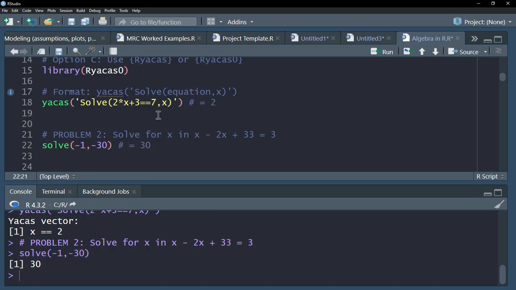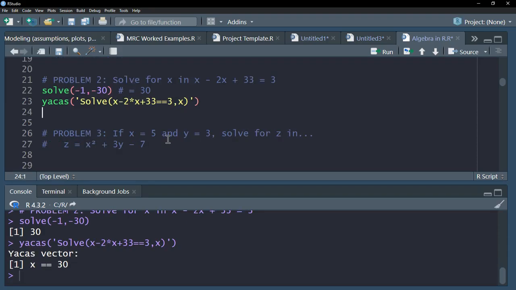But just because there's kind of a lot of mental gymnastics to go through there, this is one where I would probably use Yakka's. So we'll say solve x minus 2 times x plus 33 equals 3. And then comma. The next argument is what we're going to solve for, which is x. Okay. Close parentheses, close quote, close parentheses. Boom. It also comes to 30.